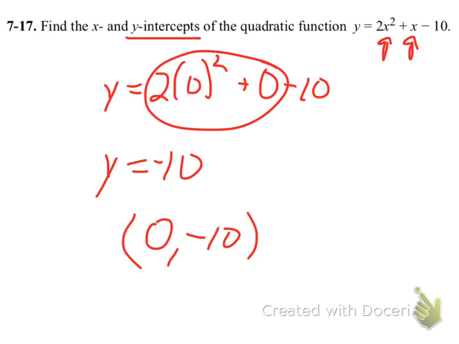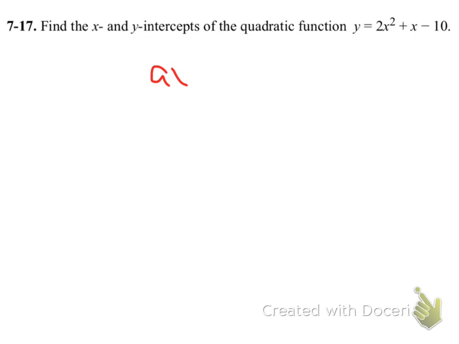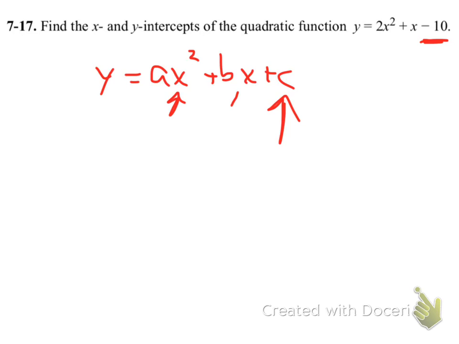Also, when we look at the equation we're dealing with here, it is written in standard form. Standard form is ax squared plus bx plus c. And any time you have a quadratic written in standard form, your c value here, which is negative 10, is the y-intercept. That is because, as I just showed you, the other terms just become zeros.